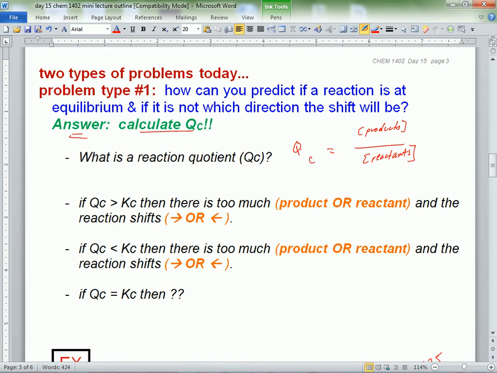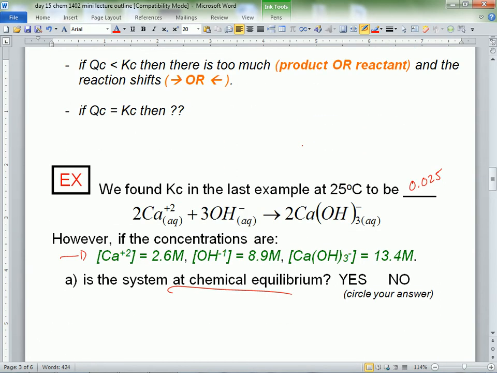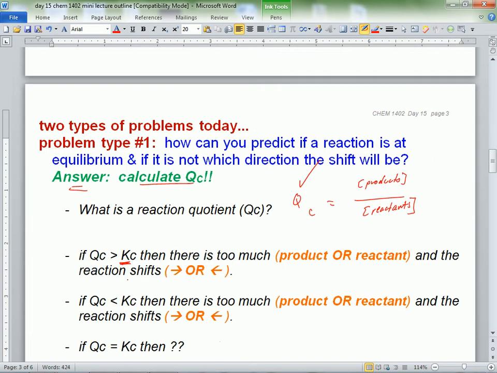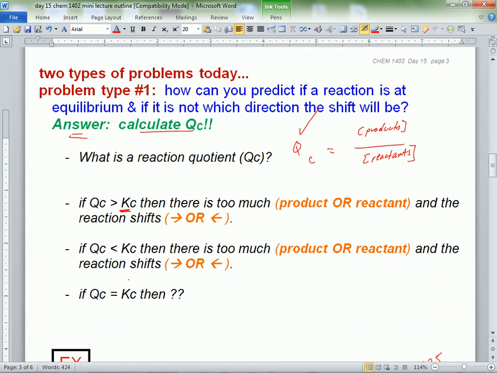You're going to substitute in all these numbers. You don't know if you're at equilibrium or not. You're going to substitute them all in, and you're going to calculate a Qc. Then you're going to compare it to a Kc. They have to give you the concentrations to plug in. They have to give you what the true equilibrium constant is, and then you compare your reaction quotient, or Qc, to Kc. And you have three possibilities.